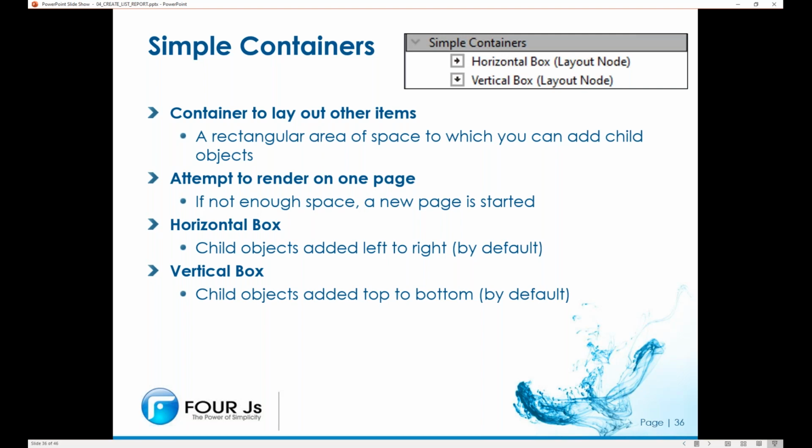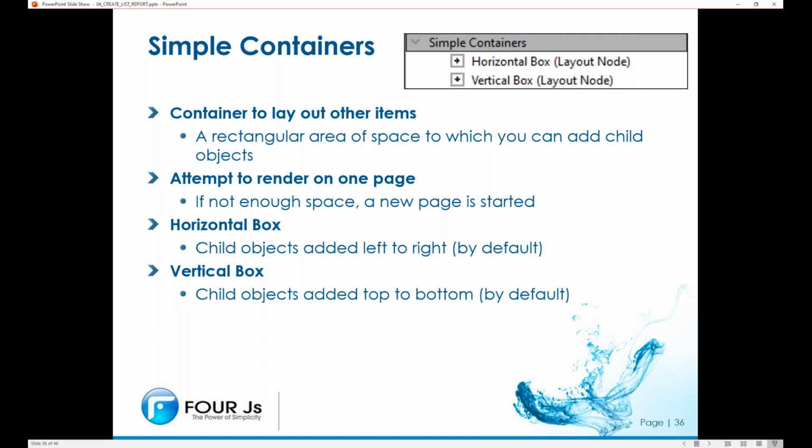We say it attempts to render on one page, but if there's not enough space, a new page is started. The difference between this and a propagating container is that it's not propagating the container to carry over. If you do things like an image, you'll just see the image break in half and continue on the next page. Simple containers also have a section property, which we'll see in the next slide, where you can say things like, I want it to be at a specific location on the page root or on its parent mini page.